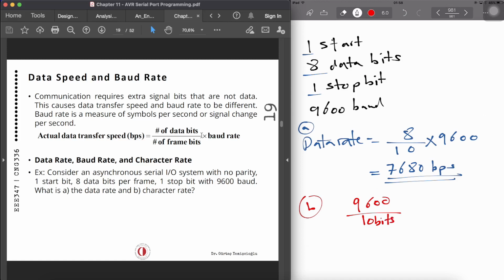10 bits per character. Now this is going to give us 960 characters per second. So we can send 960 characters in 1 second.